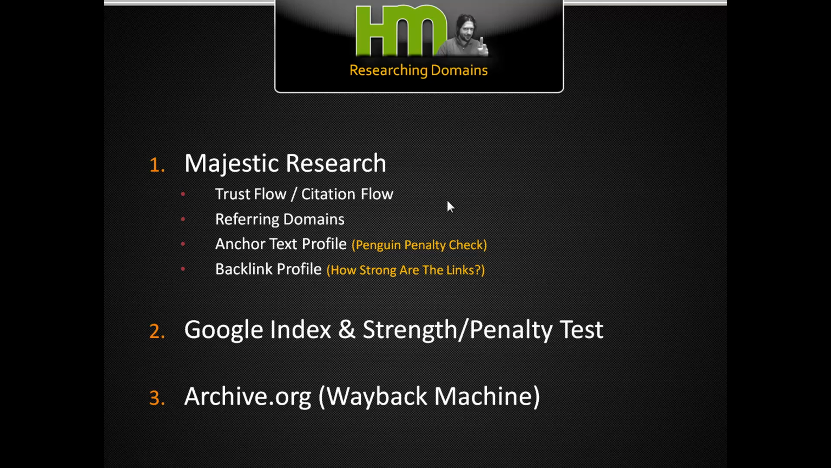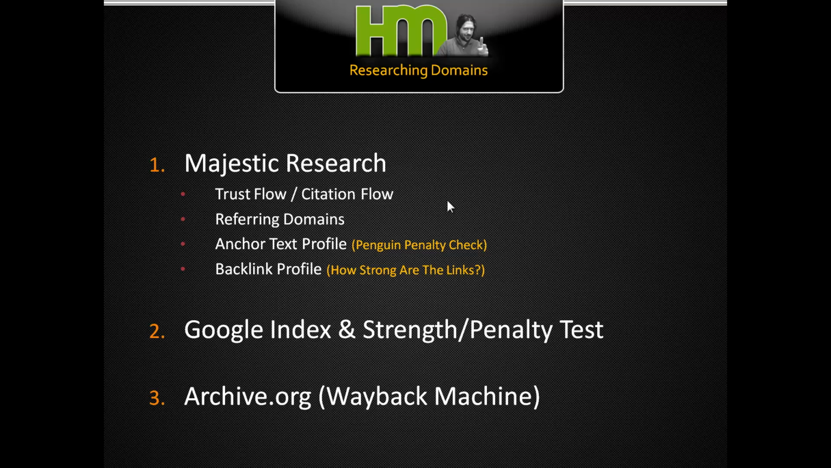The next thing I'd look at is the anchor text profile. I want to see that they have a nice balanced pie chart on Majestic, and I'll show you that throughout the examples. Usually when sites get de-indexed for Penguin penalties, it's because they have too many of the same anchor text coming in, and that's really easy to spot with the anchor text profile in Majestic, so I use that.